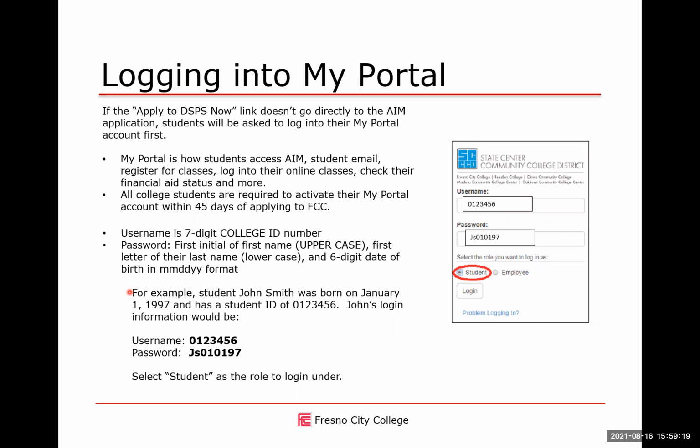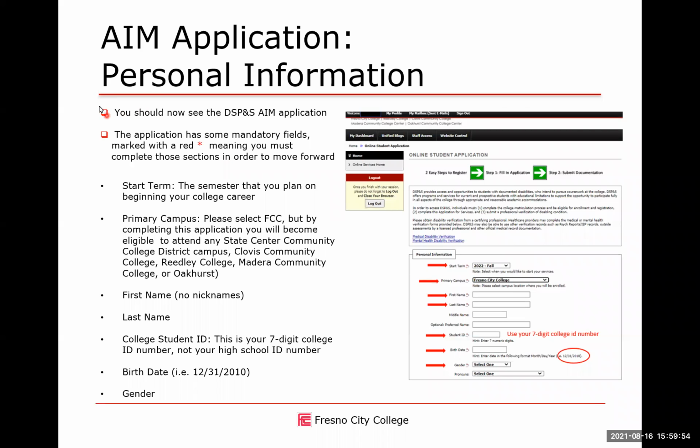For our example, student John Smith was born on January 1st, 1997, and has a student ID number of 0123456. John's login information will be his username is his 7-digit college ID number. His password is capital J, lowercase s, 010197. Always be sure to click the student box as the role that you want to log in as. You should now see the DSPS AIM application.